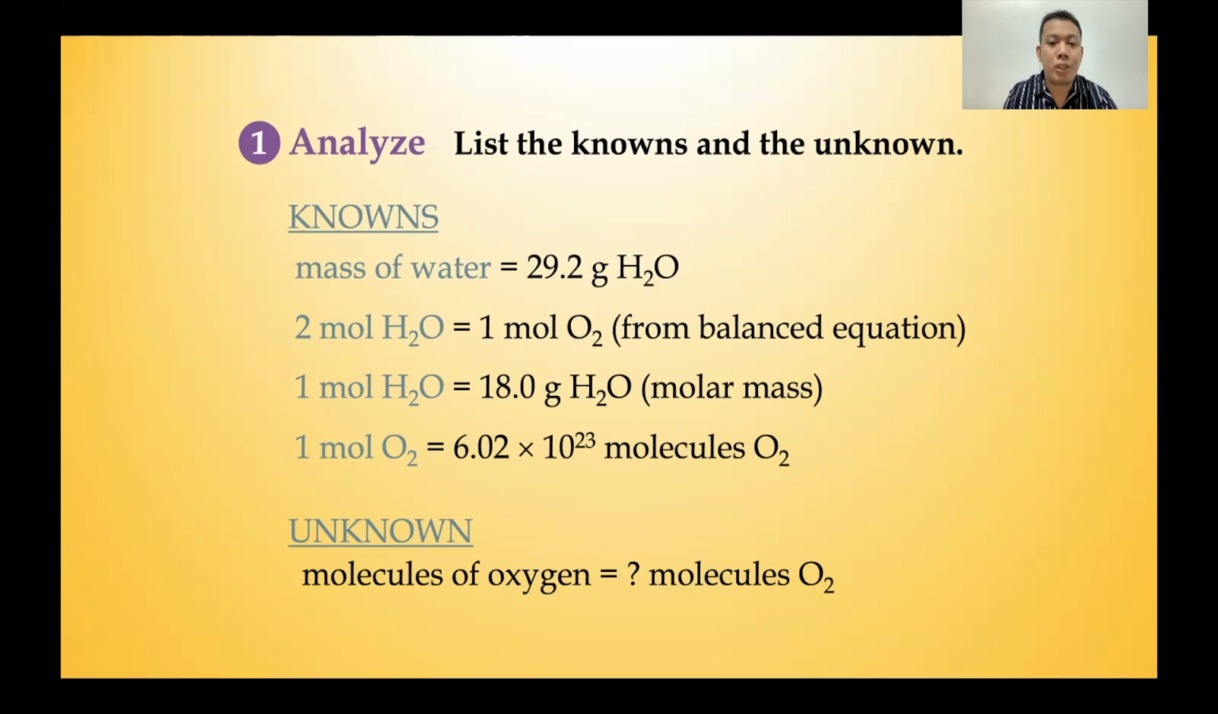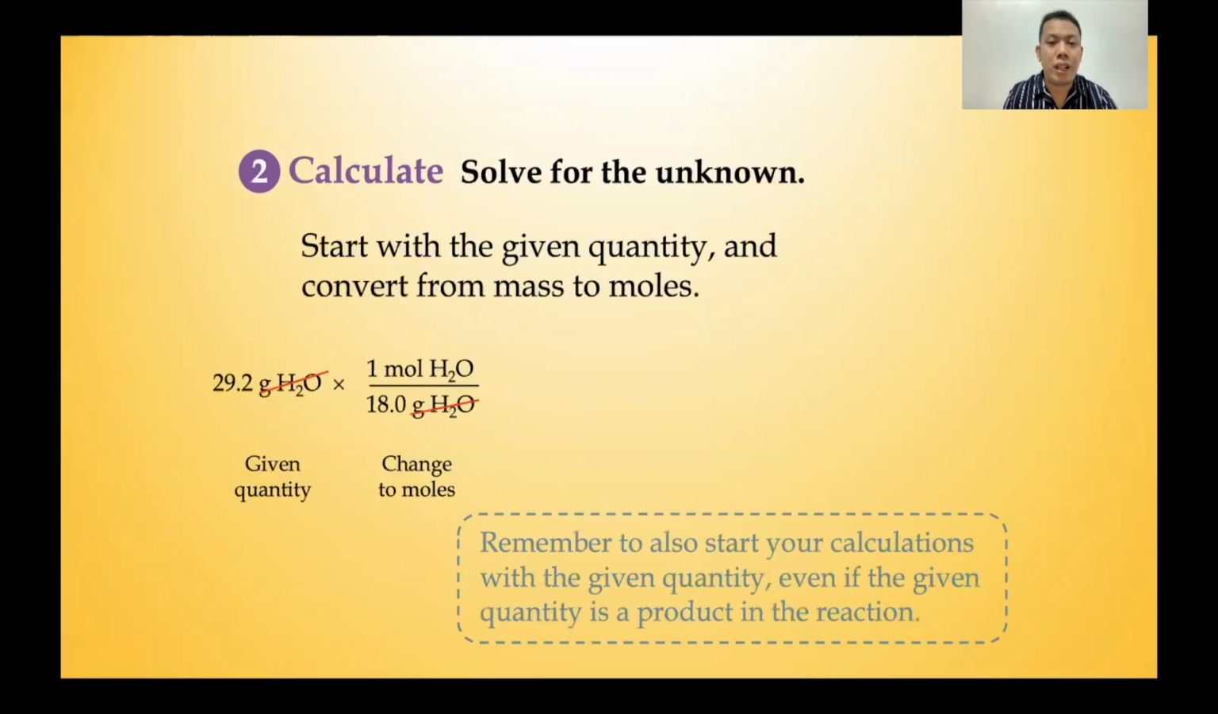And 1 mole of water is equivalent to 18 grams of water, which is the molar mass. It came from the summation of 16 for oxygen and then 1 times 2 for hydrogen, so you get a total of 18. And then, of course, 1 mole of oxygen is equivalent to 6.02 times 10 to the 23rd molecules. And the unknown is the molecules of oxygen. So calculate and solve for the unknown.